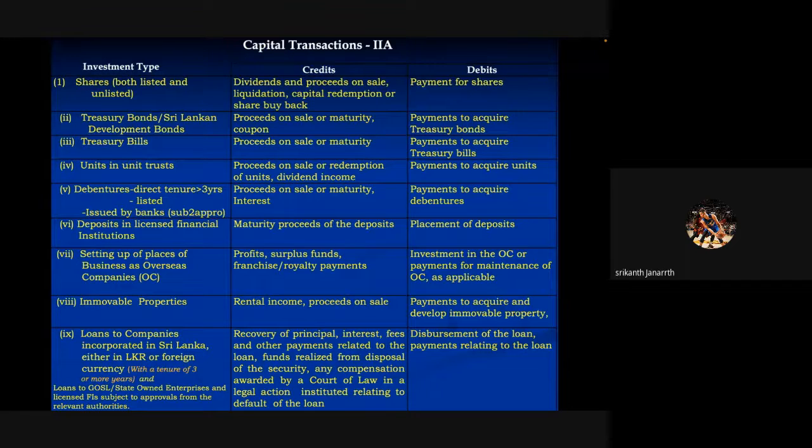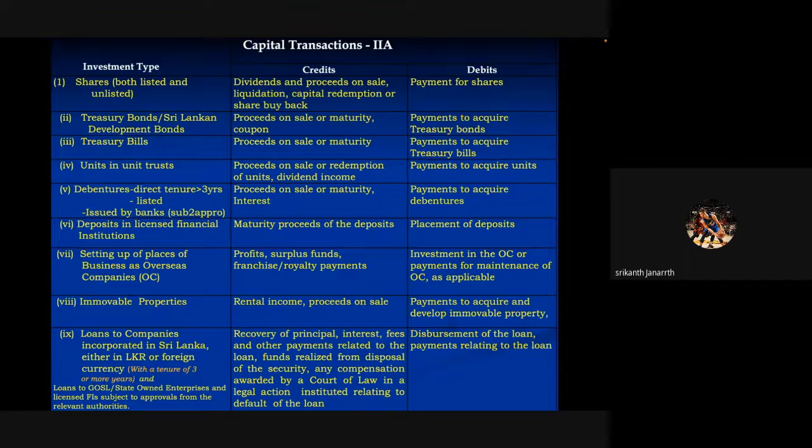It could be a private or public quoted company. They are permitted to borrow from a foreign lender. So a foreign lender can open an IIA, and the money can be given in the form of a loan to the company that has been incorporated. The borrower needs to be a corporate company, and they are permitted to maintain the borrowing in LKR or foreign currency.